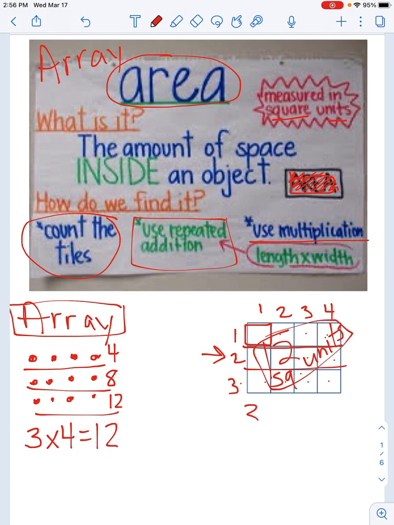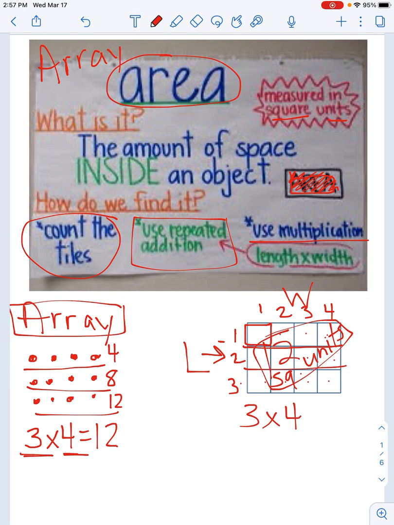12 square units could also be found by multiplying. I could have done 3 times 4, because my length is 3, my width is 4. Length is a lot like groups, okay? It's basically groups. Width is basically your size.